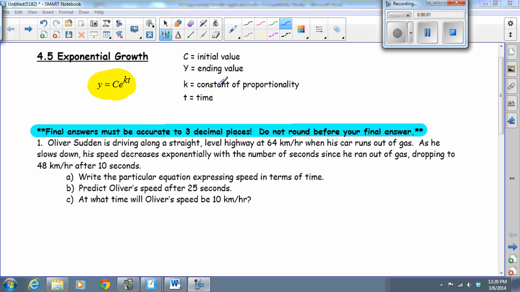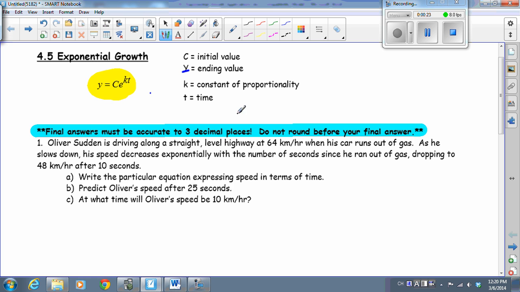On 4.5, we will work with exponential growth. The formula for exponential growth is given by y equals c e to the power of kt, where c is the initial value, y is the ending value, k is the constant of proportionality, and t is the time, of course. So let's go ahead and look at the first problem.